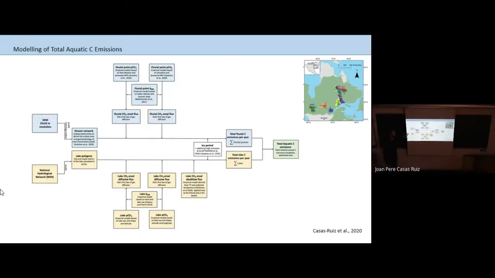But we basically combined, we did some GIS analysis to get the stream networks and the lake polygons for our landscape. We did this not for whole Quebec. We selected some watersheds, okay? And for each of these watersheds, we derived the aquatic network with GIS analysis. And then we used empirical models, some were ours, some were derived from the literature, to predict, for example, the concentration of CO2 in streams, the same for methane.